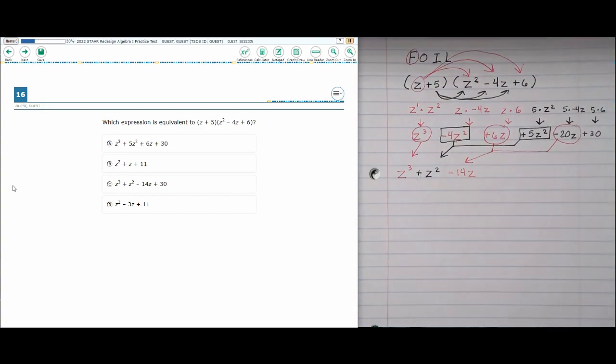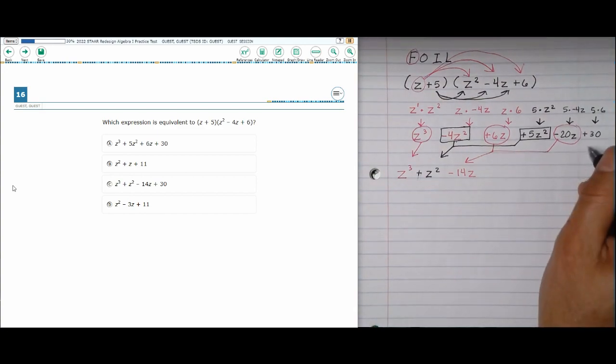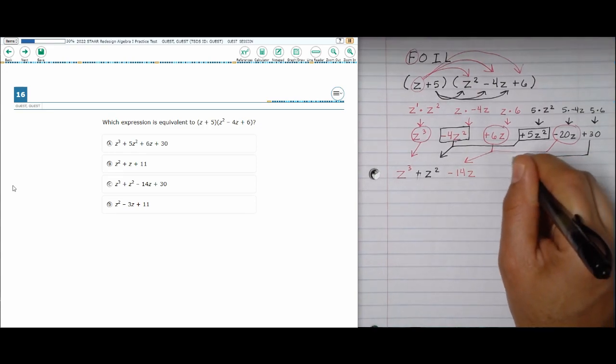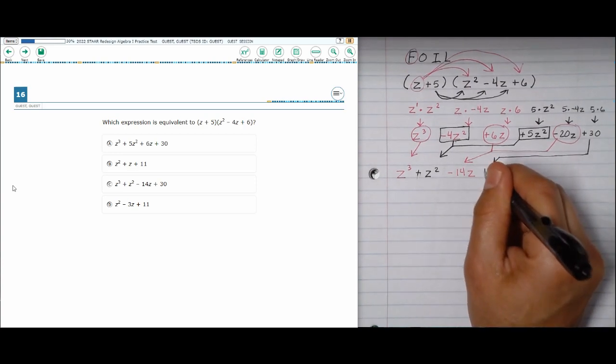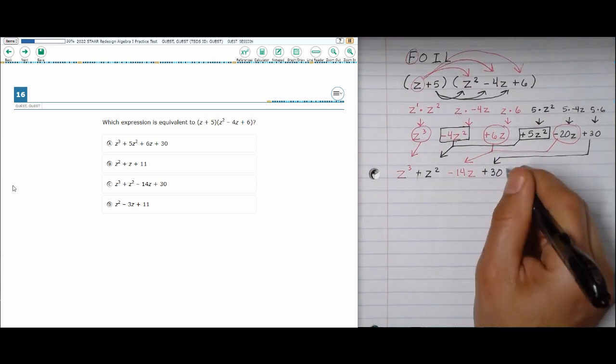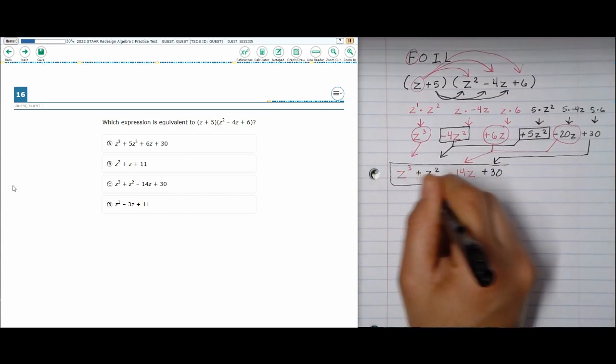The only thing I have left is this 30 over here, and there's nothing to combine it with, right? It's all by itself. So I'm just going to take it and write it down at the very end. Always put the constant at the end. Plus 30. And there's my answer.